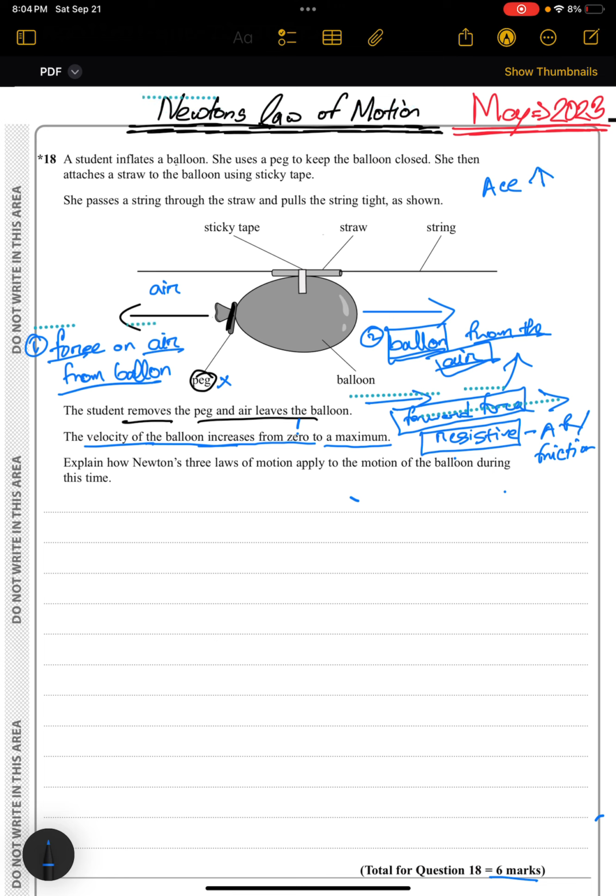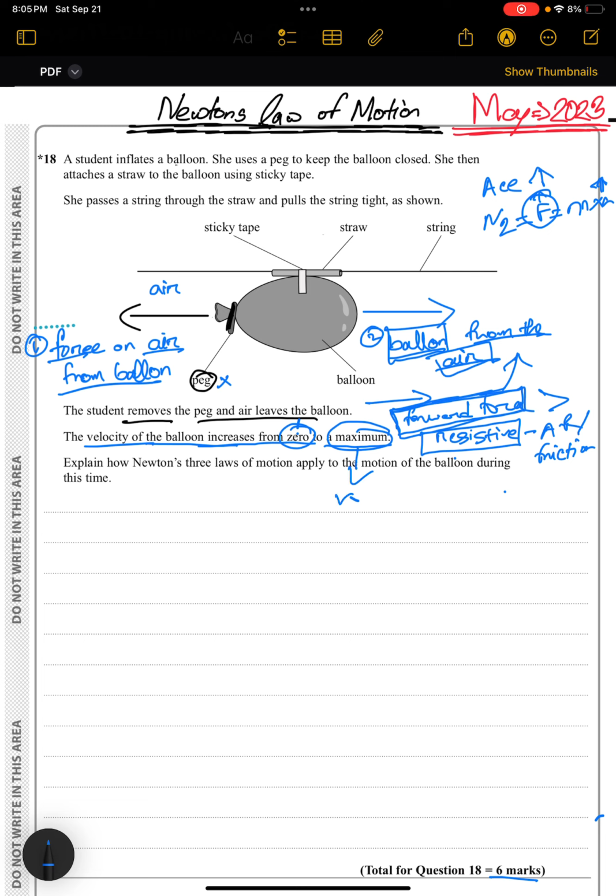And according to Newton's second law, we all know force is equal to mass times acceleration. As the acceleration is increasing, there is a change in force as well. We can also think of it another way: as the forward force is greater than the resistive forces, there is a resultant force. And as there is a resultant force, there is also an acceleration. They have also said the velocity of the balloon increases from 0 to a maximum.